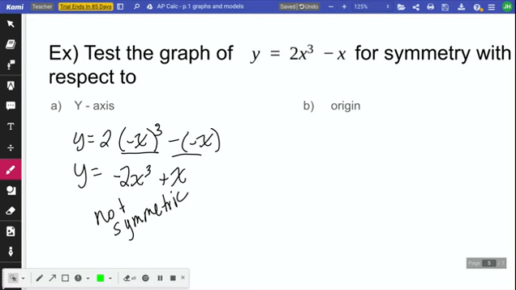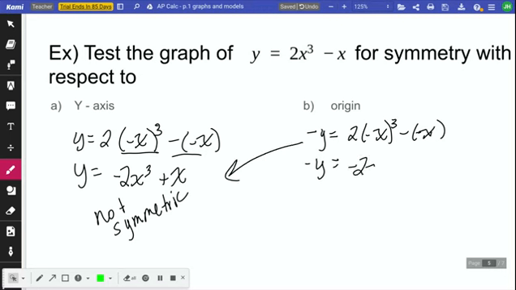Okay, well, then we go try the origin, which means we're replacing both the x and the y. So in place of y, I write -y. In place of x, I'll do exactly what I did earlier and replace them with -x. And then we will simplify from there. So -y can stay -y. We already know what this right side simplifies to. We did it earlier. So I will just rewrite that.